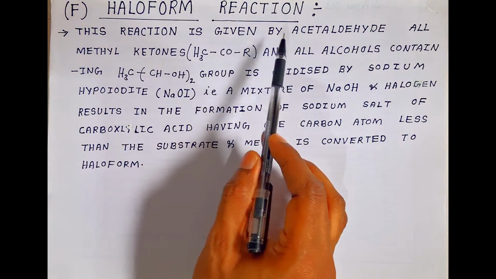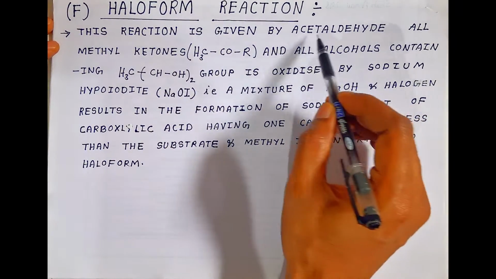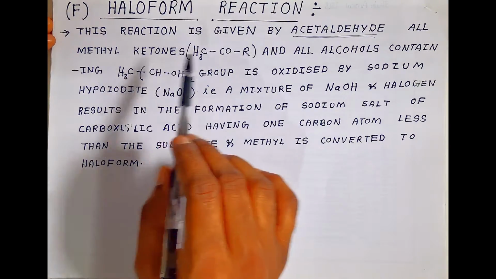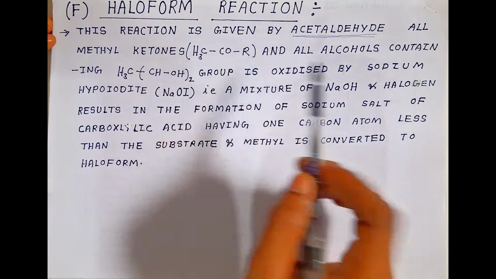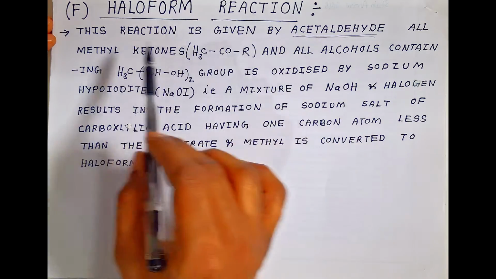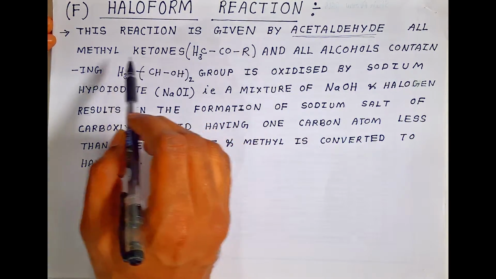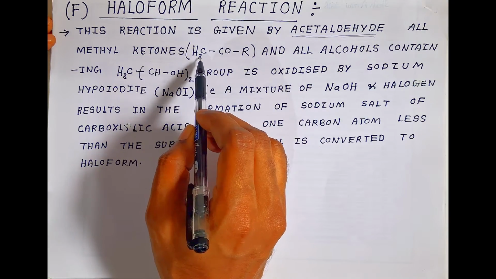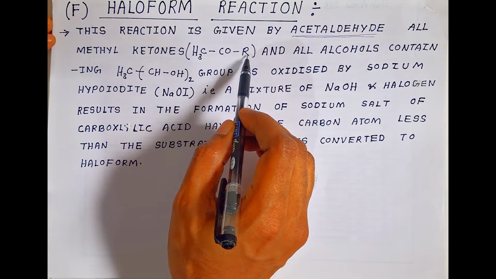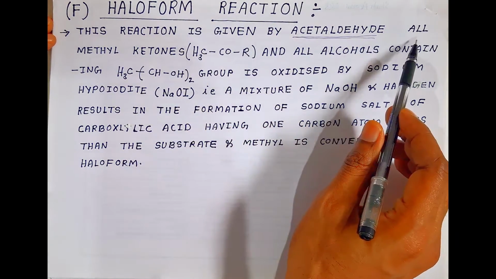So what is haloform reaction students? This reaction is given by acetaldehyde. Yes students, acetaldehyde is very important. So that is aldehyde. Haloform reaction is for aldehyde. So there mostly which aldehyde students? So acetaldehyde. This reaction is given by acetaldehyde containing methyl ketone. This is methyl and here CO. Carbonyl group is attached to the alkyl and here it is attached to methyl. So this reaction is given by acetaldehyde.